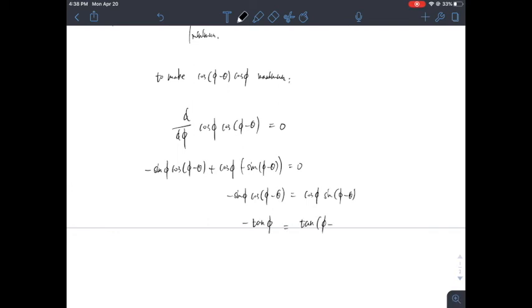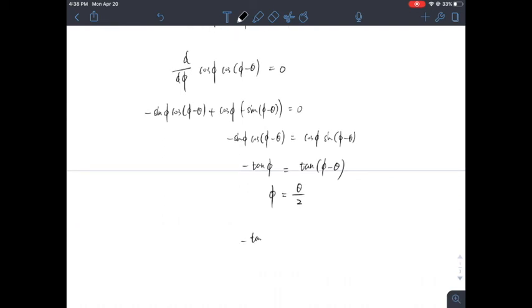Then we divide both sides by cosine phi, then divide both sides by cosine of phi minus theta. We have negative tangent phi equal to tangent of phi minus theta. Then we have phi equal to theta divided by 2. Then let's check the answer, why this is true. As you can see, tangent is an odd function, so negative tangent of a number will be equal to tangent of the negative of that number. So now we got the final answer here.